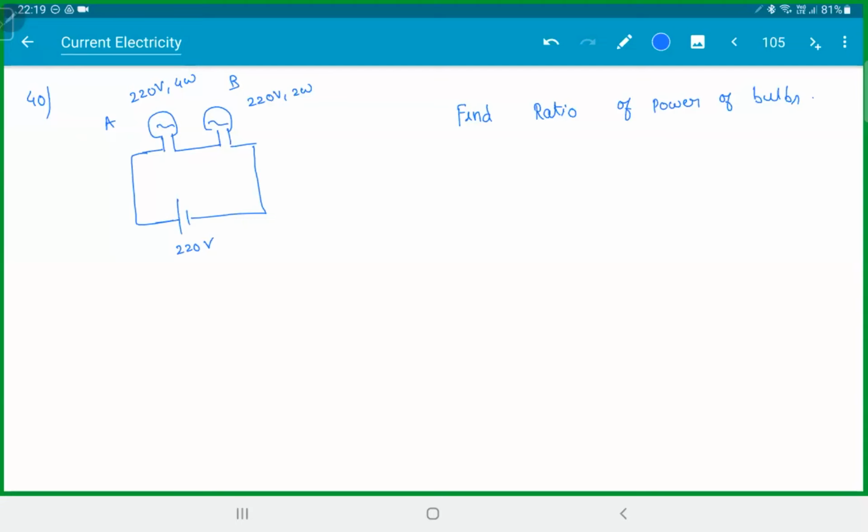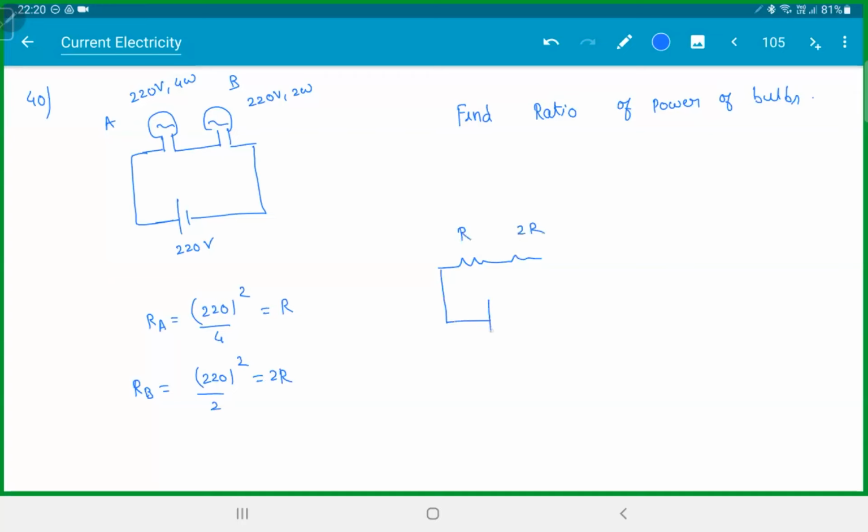See, I'll just show you one. Let's see one more after this. So first thing, let's find the resistance of the bulb. So RA will be 220 squared by 4. Let's call this R. RB will be 220 squared by 2. Then this should be 2R. So I'll redraw the circuit. So this is R and this is 2R.